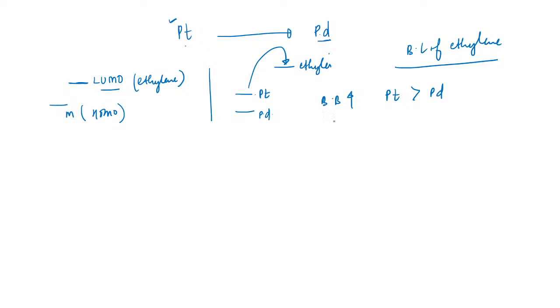If back bonding is increasing, the CC bond length will increase. So in the case of platinum, you'll have a longer bond length than palladium. Is it clear to all of you? Any doubts? Is this point clear?